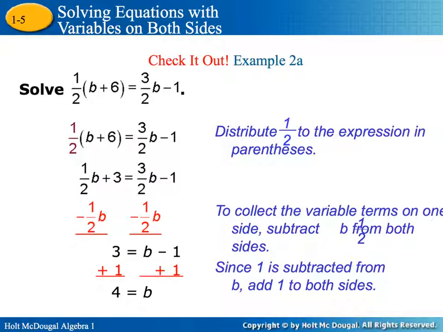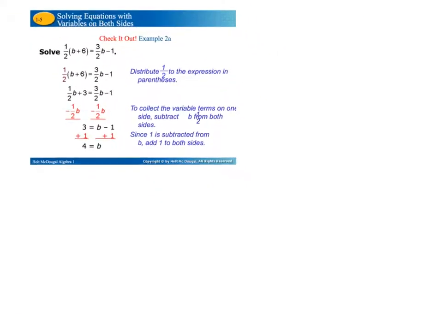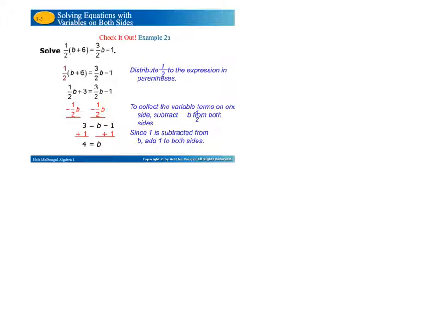All right, here's another one with fractions. Again, once you distribute, or even before that, if you prefer to find a common denominator and clear out the fractions, you can. But we'll go ahead and just work with the fractions. So first thing I'm going to do is distribute the 1/2 to both the b and the 6. So let me rewrite my problem. So I have 1/2, and then in parentheses, b plus 6 is equal to 3 over 2, b minus 1.